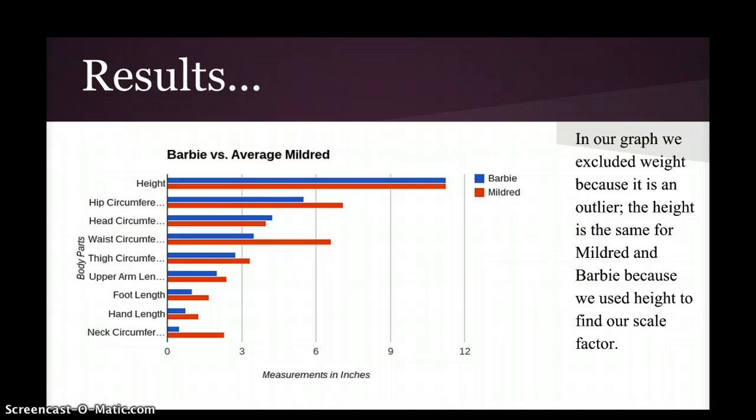Most of the measurements seemed accurate, except the neck circumference of Mildred was a lot bigger than Barbie's. Also, Barbie's head circumference is bigger than Mildred's, which would mean if Barbie was a real person, she would be walking around with her head the size of 2 bowling balls.